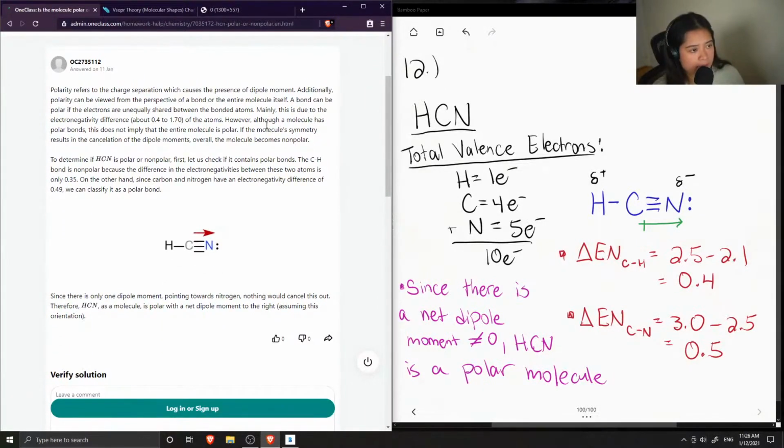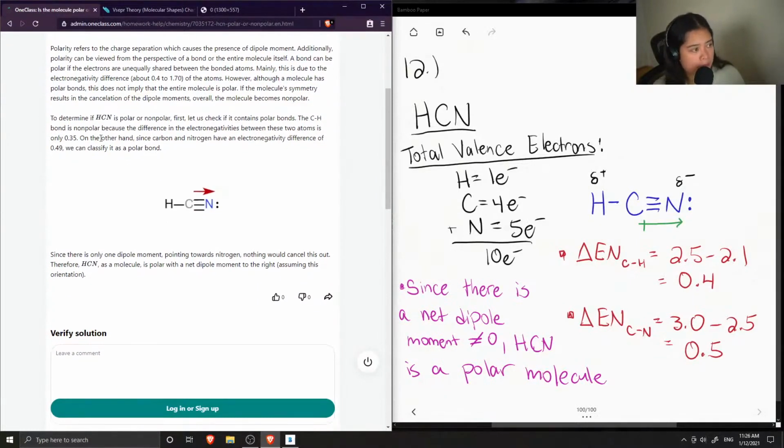However, although a molecule has polar bonds, this does not imply that the entire molecule is polar. If the molecule's symmetry results in the cancellation of the dipole moments, overall the molecule becomes nonpolar. So to determine if the molecule is polar or not, first let's check if it has polar bonds. The carbon-hydrogen bond is nonpolar because the difference in the electronegativities between the two atoms is only 0.35.